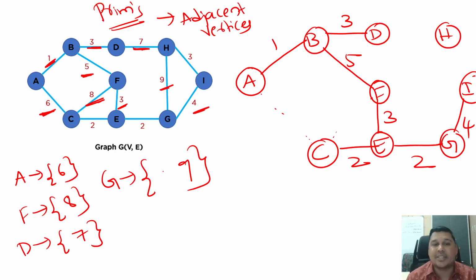Now I got a new vertex I. So what are the alternatives from I? One alternative is 3 because 4 is already covered. Now among all these, which one is the minimum cost one? 3. So let me connect that 3. Okay, see, now we are completed.